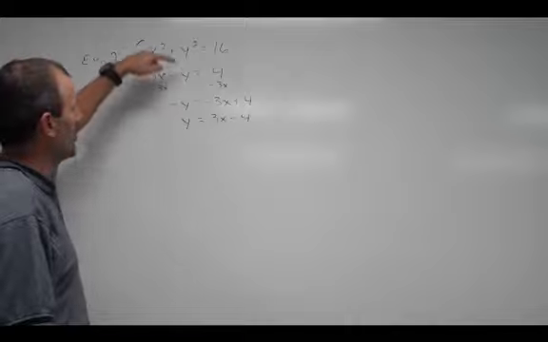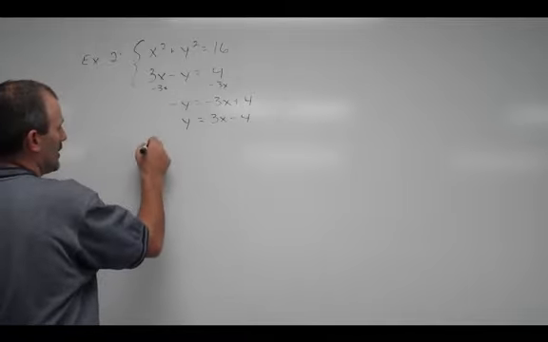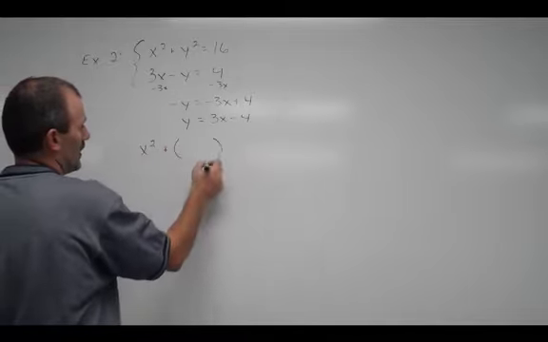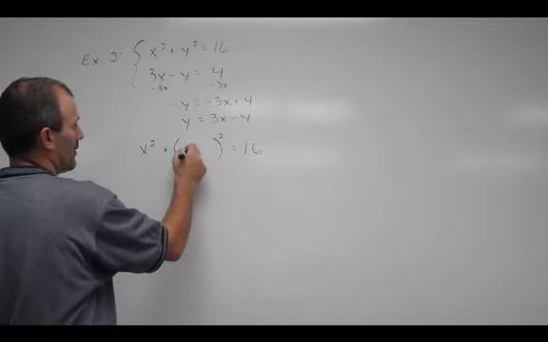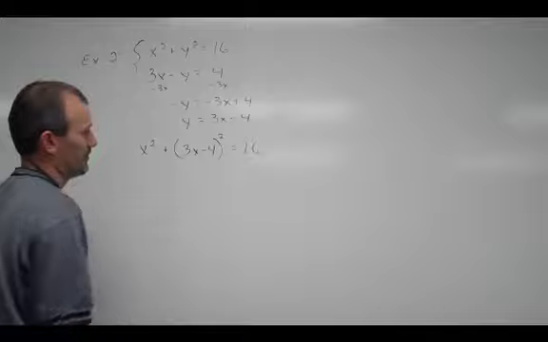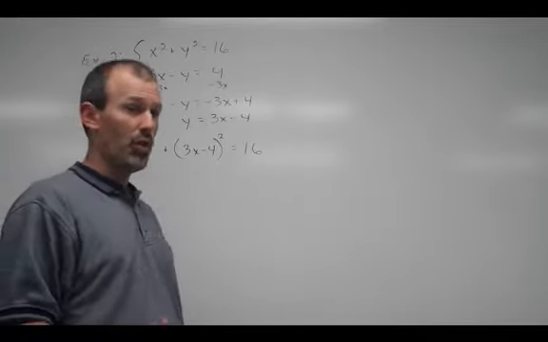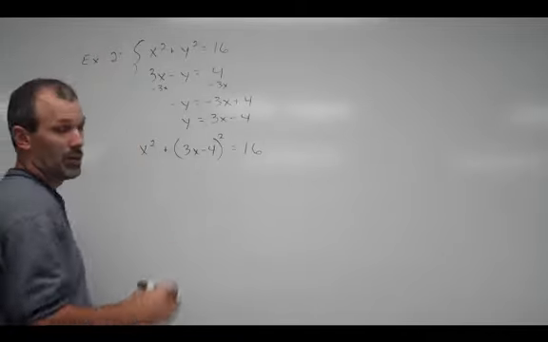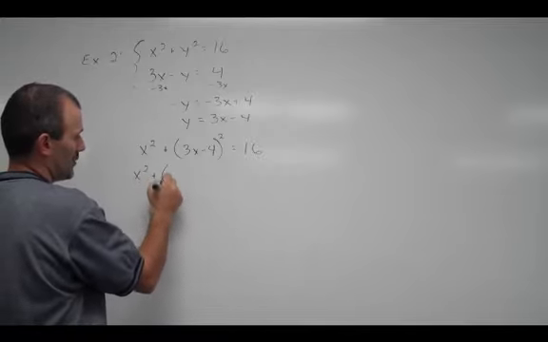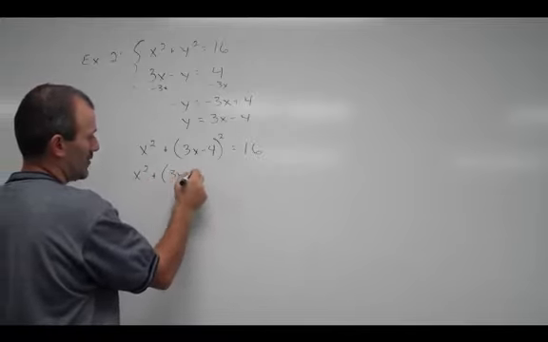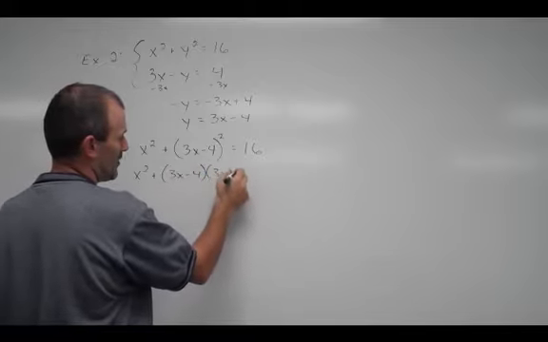Then again, we want to plug that y into the other equation. So now instead of y squared here, we're going to have 3x minus 4. So this is going to take a little bit more work because we're probably going to get multiple answers in this one. So we've got x squared plus, and we need to FOIL this, 3x minus 4 times 3x minus 4.